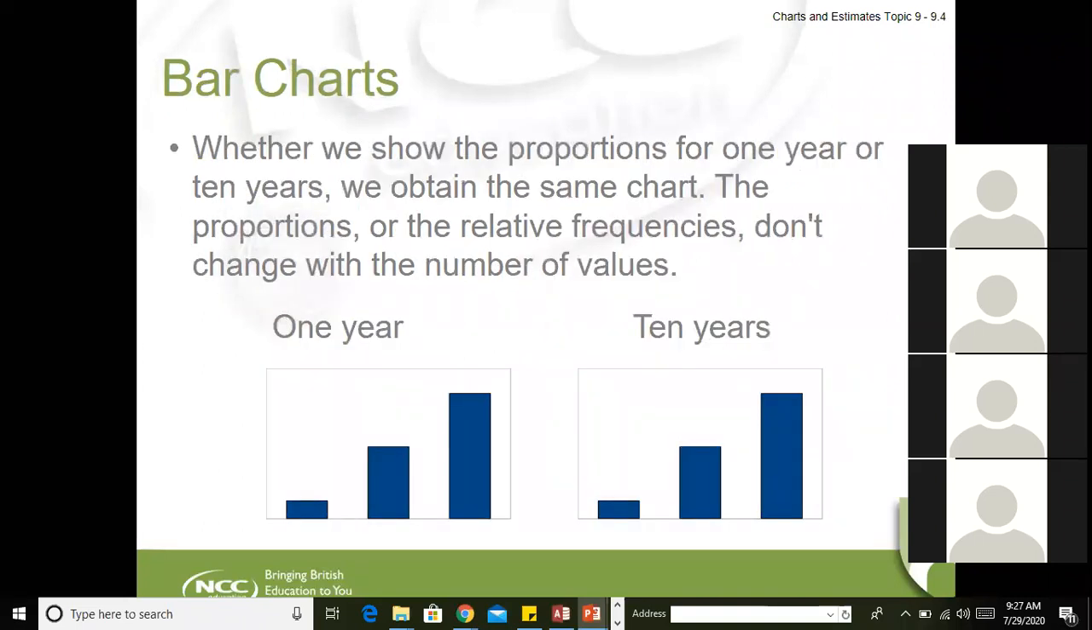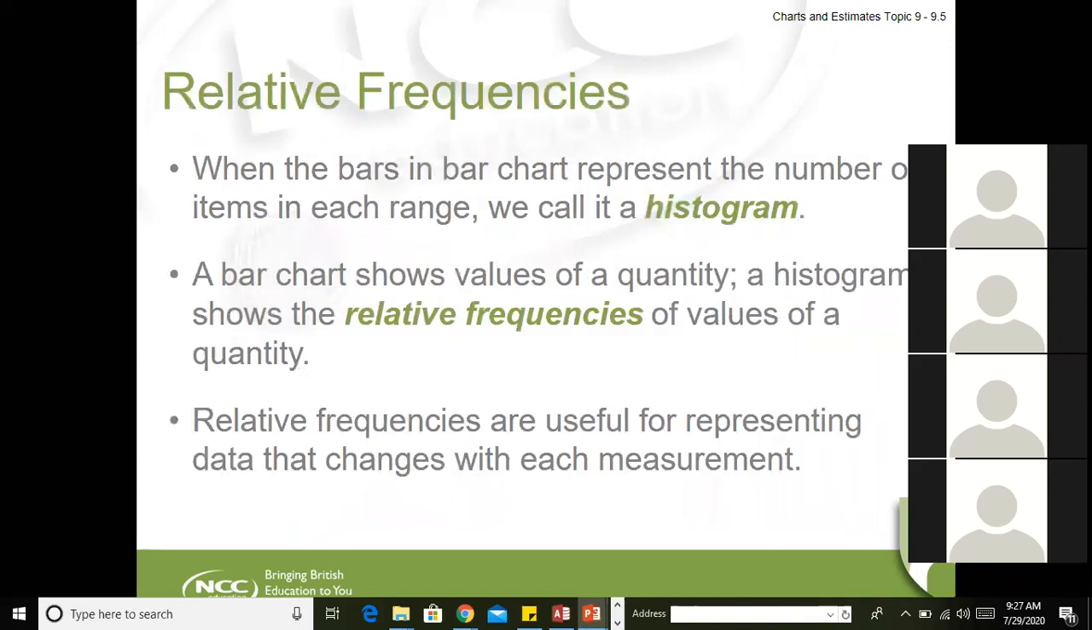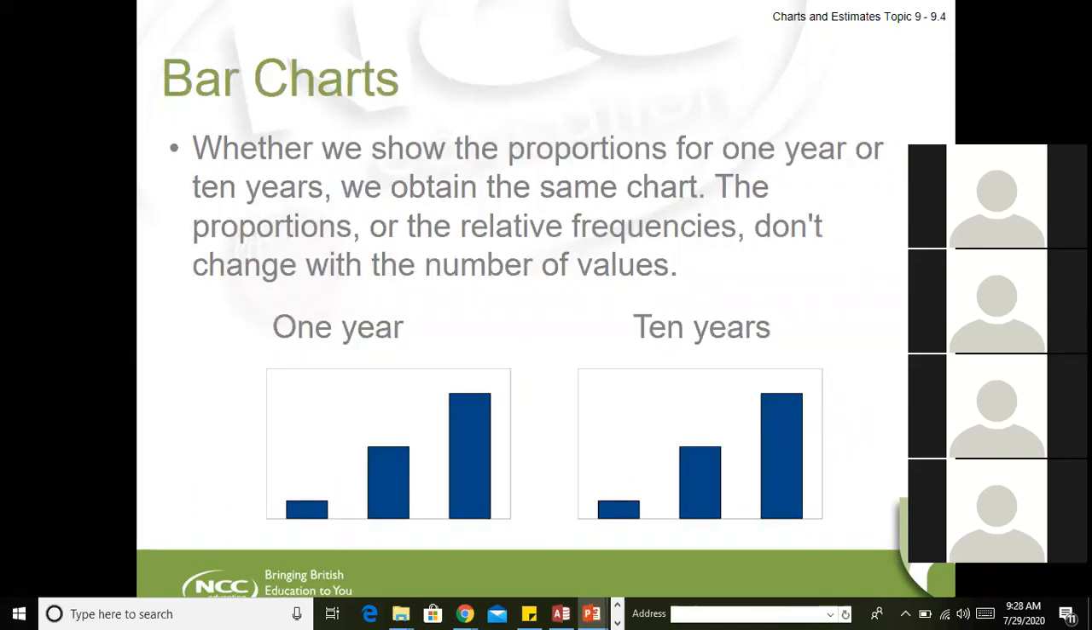Then there are also bar charts. If you paid attention to where I was getting those charts, there are types of charts, including the bar charts. So whether we show the proportion for 1 year or 10 years, we obtain the same chart. The proportions or the relative frequencies don't change with the number of values. Let's say we have 1 year, we have 10 years, it's all looking the same. When the bars in a bar chart represent the number of items in each range, we call it a histogram. So 1 year got 3 bars, 10 years got 3 bars. These bars are called histograms.